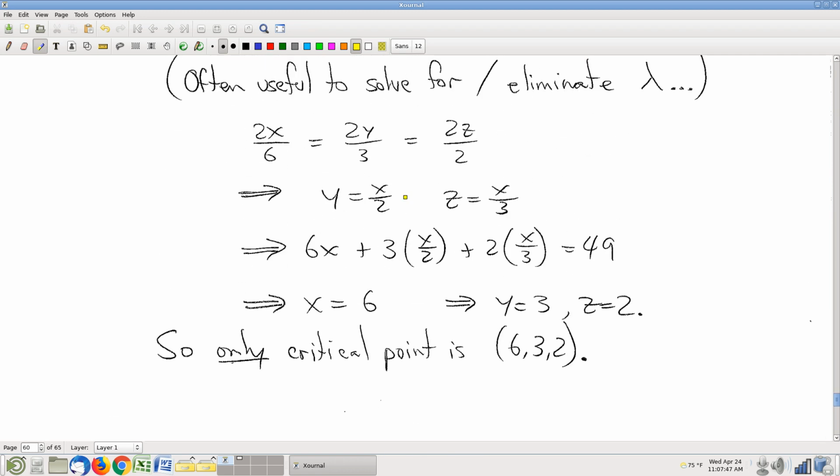Okay. By the way, notice we did in fact only get one critical point, 6, 3, 2. We previously argued that there's going to be a minimum. We only found one critical point. There's only one point that possibly could be the minimum. Therefore, that's the minimum.